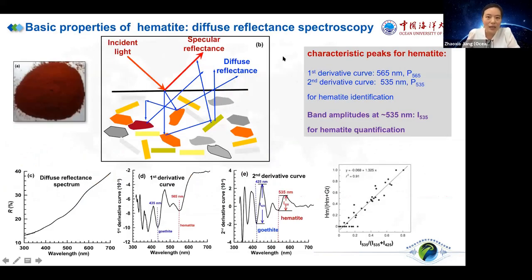Another method for hematite identification or quantification is diffuse reflectance spectroscopy. We know that the characteristic color of hematite is red. When an incident light beam impinges on the powder surface, a small fraction is reflected specularly, but the rest penetrates into the mass, where it undergoes wavelength-dependent absorption within colored materials or is scattered. This part is diffuse reflectance. We can use this information to measure these colored iron oxides. This is the raw data of hematite, but we can see that it's very difficult to get information on hematite from it.